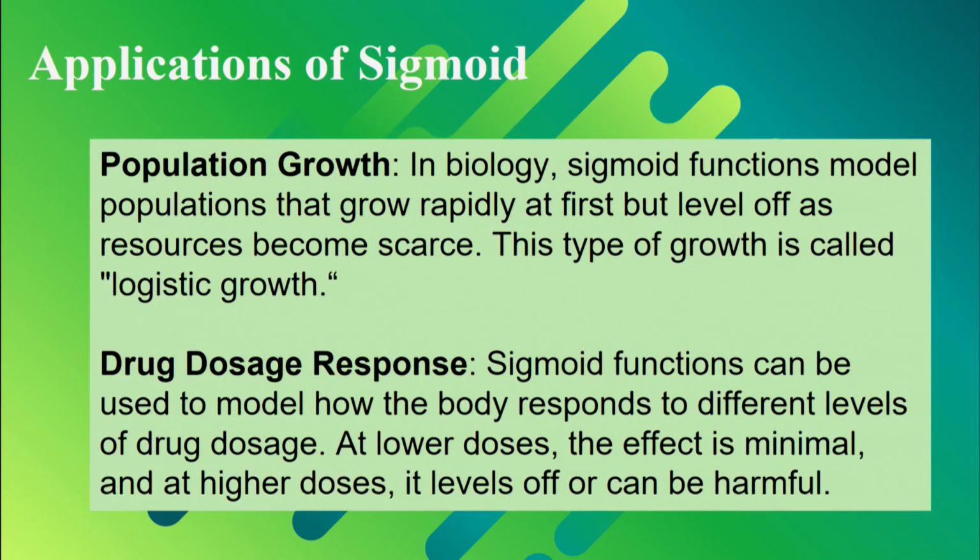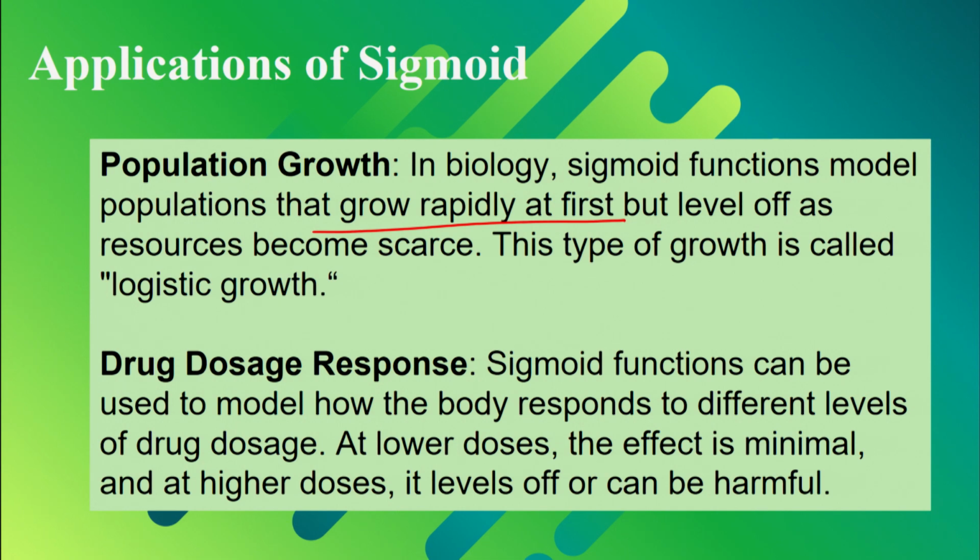Moving on to the other applications, in biology, where the population growth can be rapidly increasing at the first level, you can take this as a logistic growth. In population applications, you can think of whether the population will be rapidly growing or not.